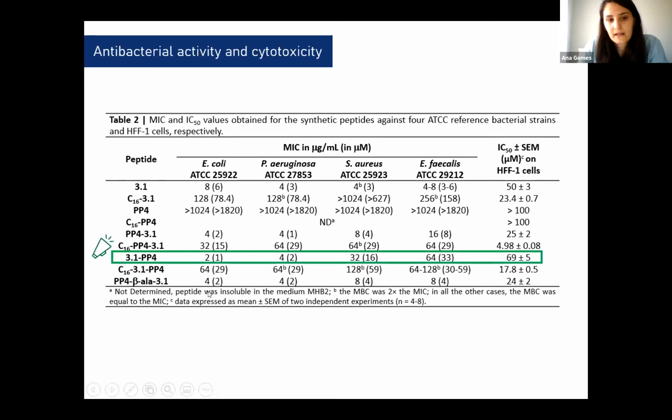Since both peptides are highly active against the bacteria, we moved further and used this chimeric peptide 3.1 PP4, since it is less cytotoxic to the human fibroblasts compared with peptide PP4 3.1, and since it is slightly more selective against gram-negative bacteria.